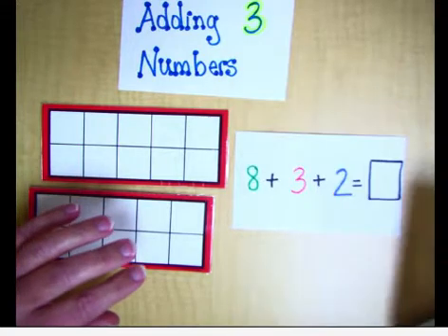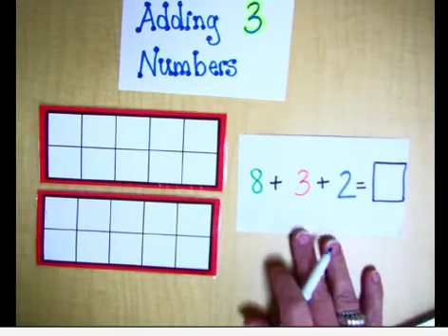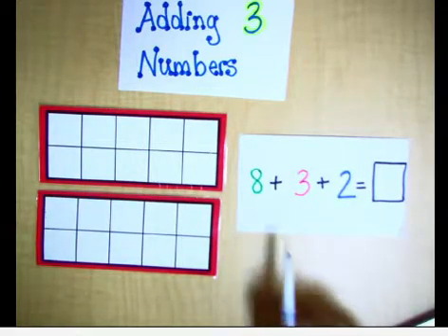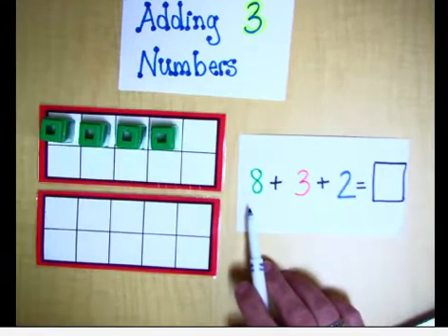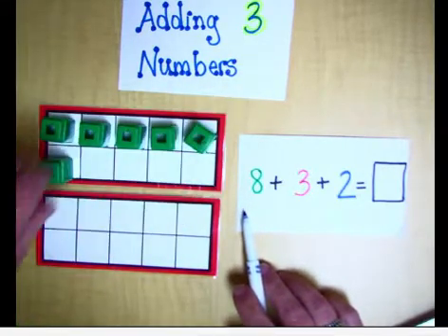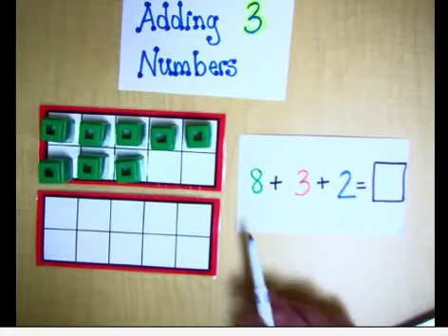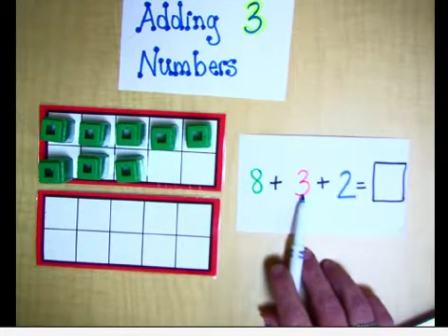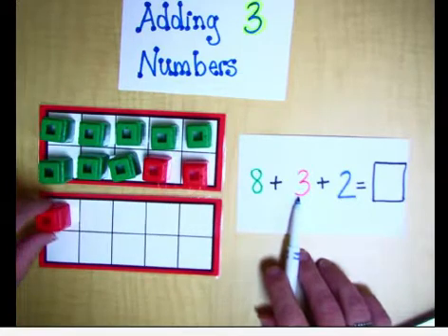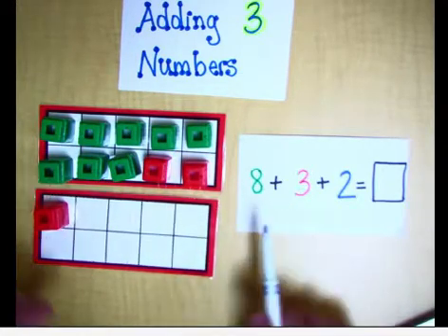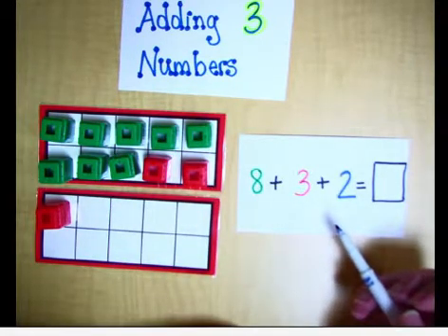And then sometimes you might see them listed sideways like this instead of up and down like that. And that's okay. It's just a different way to write it, different way to record it. We still do it the same. I'm going to add my first number. Let's see, 1, 2, 3, 4, 5, 6, 7, 8. There's my 8. Then I'm going to add 3 more. 1, 2. Build up that 10 frame. Start a new one. 3. So there's my 3. So 8 plus 3 is 11.